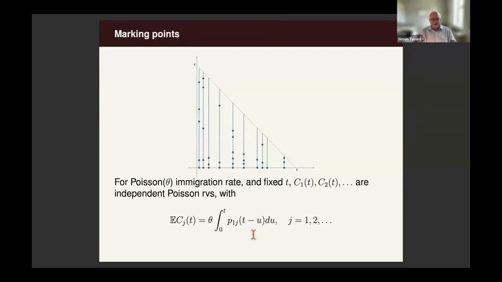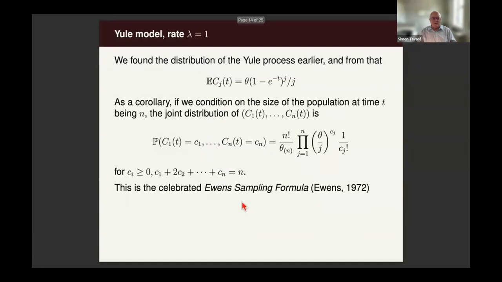So if we plug into this result, we end up with an expected value for the number of families of size j at time t that has this form that we saw before in Fisher's work. It's a log series form.